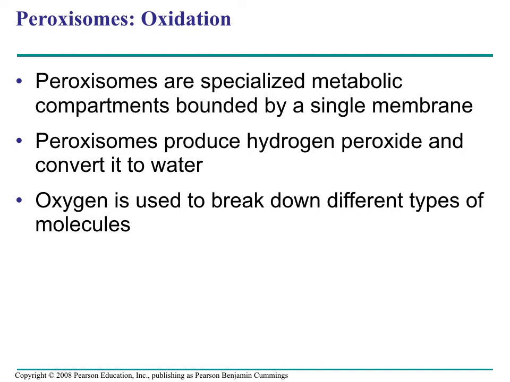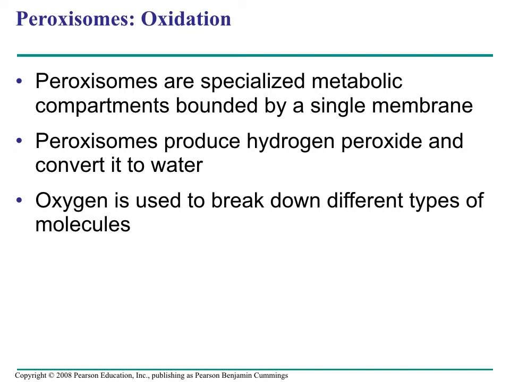So peroxisomes is where oxidation occurs. Peroxisomes are specialized metabolic compartments bound by a single membrane. Unlike the chloroplast and the mitochondria, there's only one membrane. Peroxisomes produce hydrogen peroxide and convert it to water.